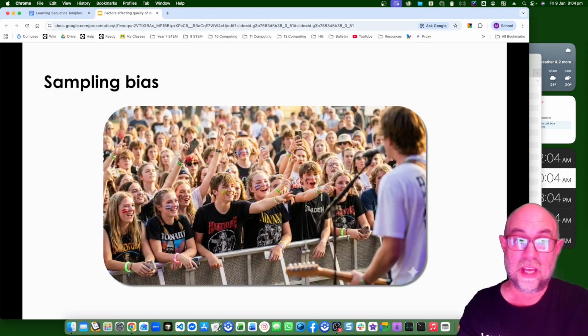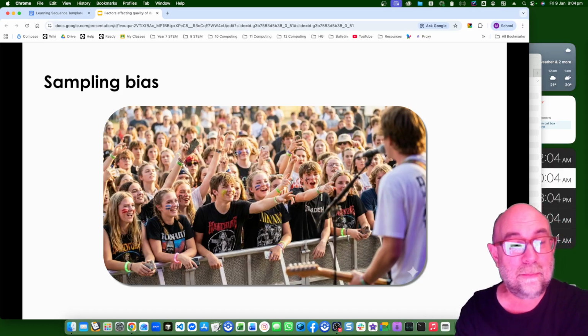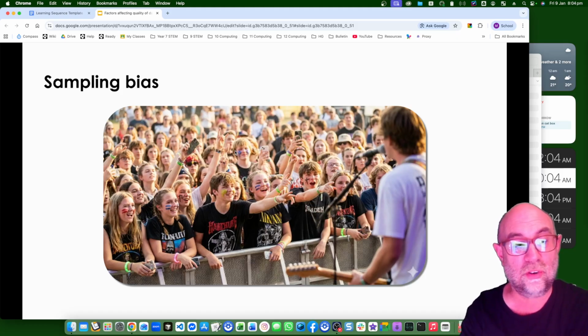Sampling bias. Sampling bias is somewhat similar to selection bias. So we are choosing the data that represents what it is that we want to hear. So we're looking and going, oh, look at all those smiling faces. These people love who we are. Why they have the face paint, I could not tell you. But the sampling bias, the sample that we're taking is misrepresenting the world as it is.